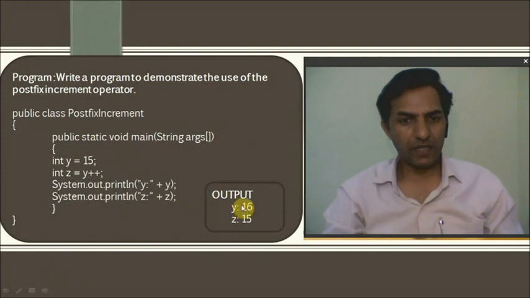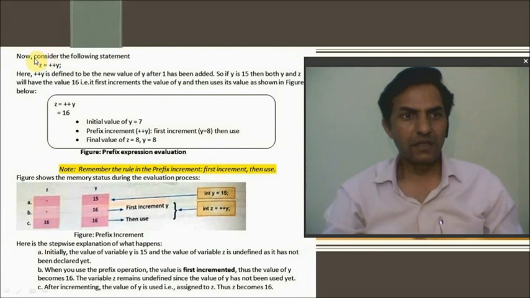I have made one program and you can check it out on your PC. So write this program on your PC. Next, consider the following statement, that is z is equal to plus plus y. Here plus plus y is defined to be the new value of y after 1 has been added. So if y is 15, then both y and z will have the value 16. That is, first increment the value of y and then use its value, as shown in the figure. z is equal to plus plus y, that is pre-increment, which equals 16.